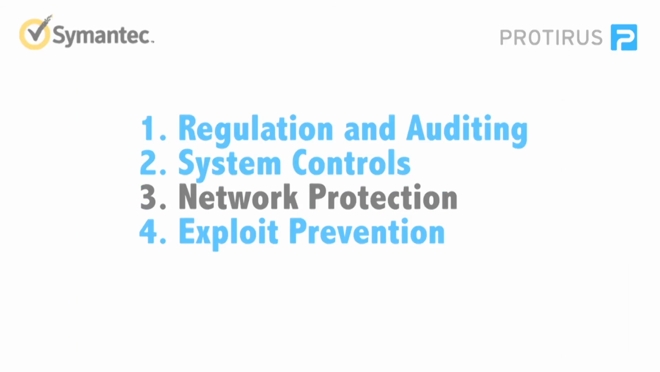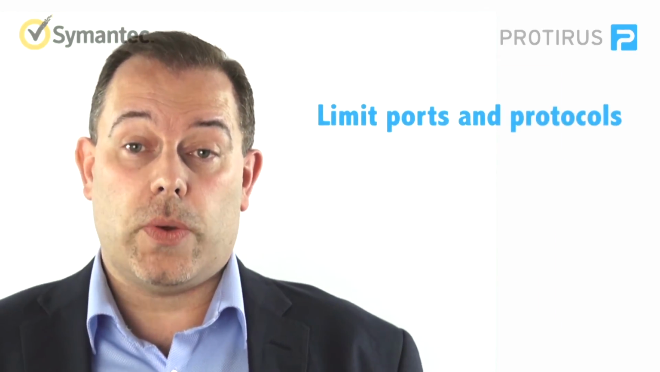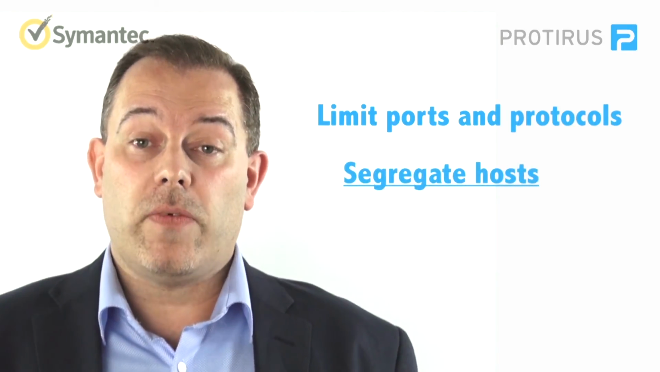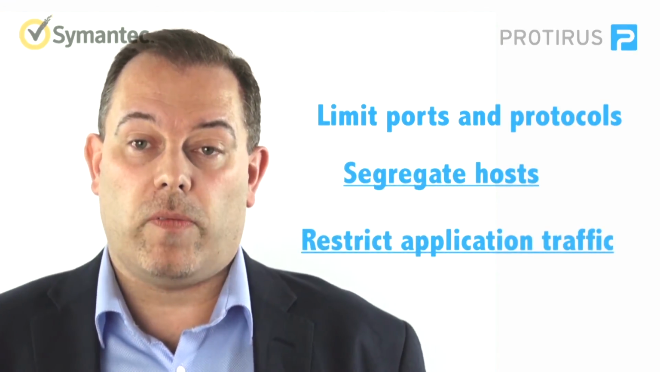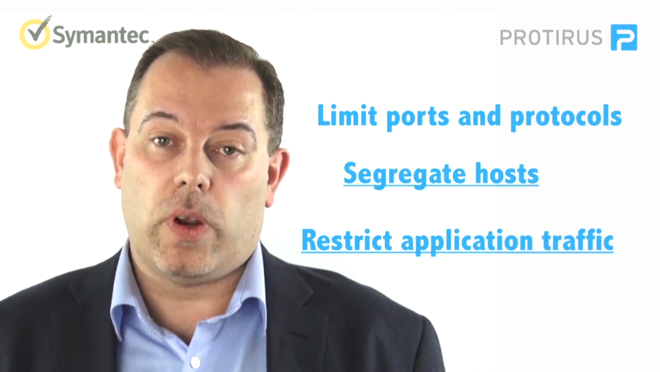Next, there is network protection, where we're trying to close all backdoors, essentially, on your network. So limiting the ports and protocols to exactly what is required, segregating hosts on the network, and even restricting application traffic flow, which not only helps from a security perspective, but also from an operational reliability one.